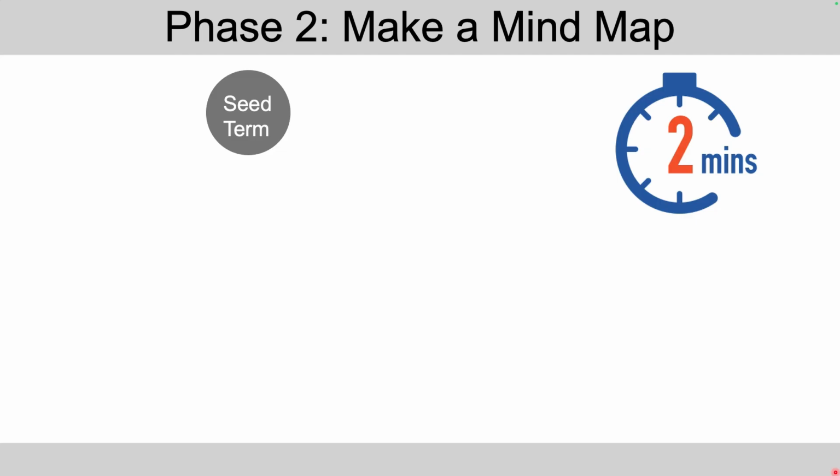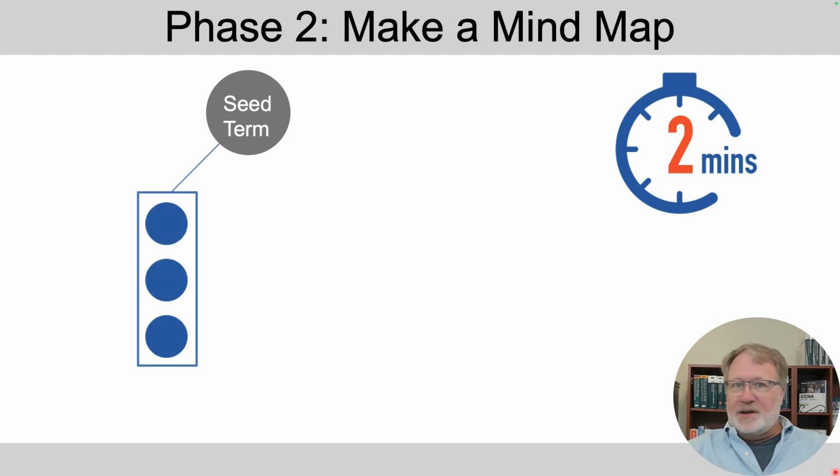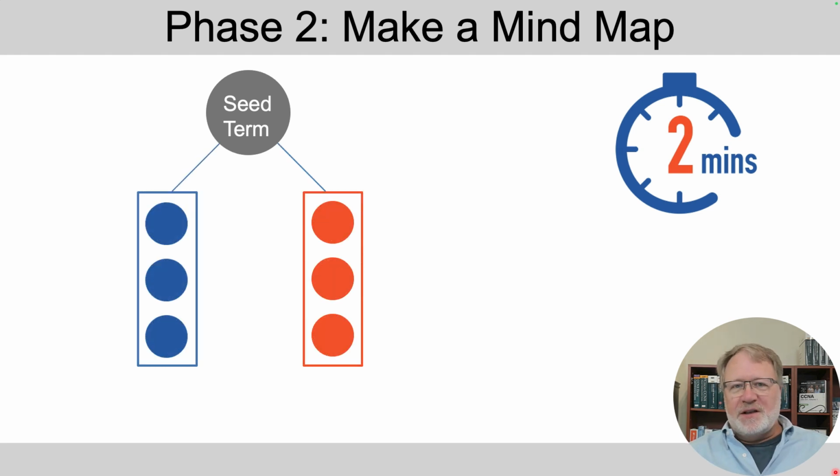Next up, turn that list into a mind map. So what do I mean by mind map? You put the seed term in the middle, and then you look around at your list and you say what goes together and what doesn't. So the things that go together, put them together. If there's another set of things that go together, put them together somewhere else. If there are things that don't go anywhere else with other terms, move them around and just spread them around.